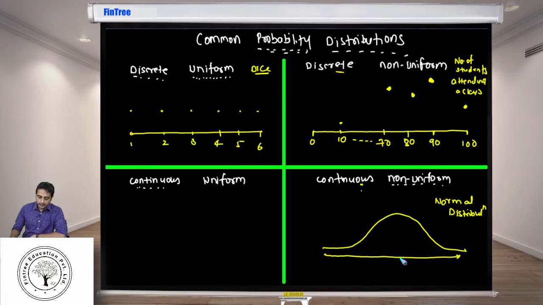So this is a probability distribution. Your center value is here where there is a very high probability, but in the tails on the left and in the right there is very less probability.